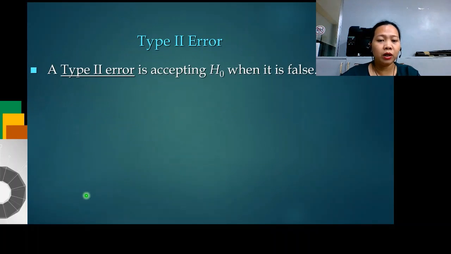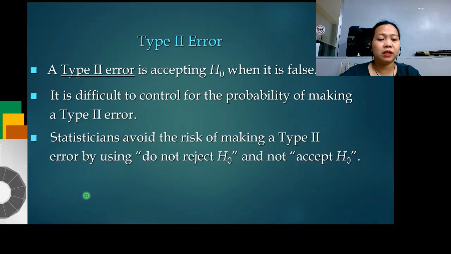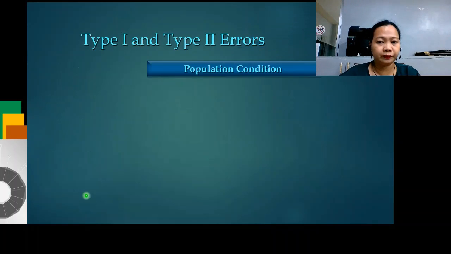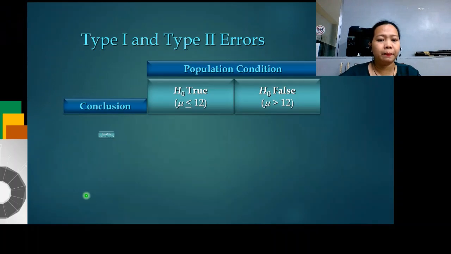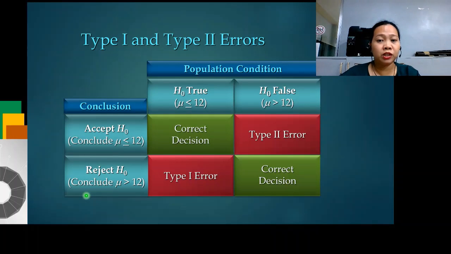Applications of hypothesis testing that only control the type 1 error are often called significance tests. While type 2 error is accepting the null hypothesis when it is false. It is difficult to control the probability of making a type 2 error, so statisticians avoid the risk of making a type 2 error by saying do not reject H sub 0 rather than accept H sub 0. So this is the sample and direct comparison of the two errors.